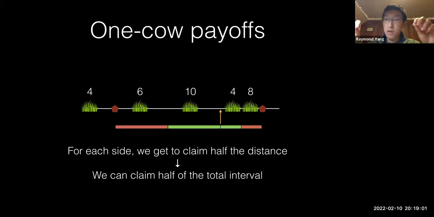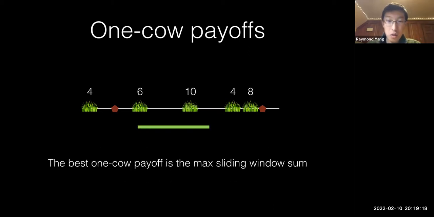So no matter where we put our cow in this interval, in the end, we end up with half of the space in this interval. And so we can use that information to calculate this 1 cow payoff. So this payoff ends up being the maximum sliding window sum in this interval.